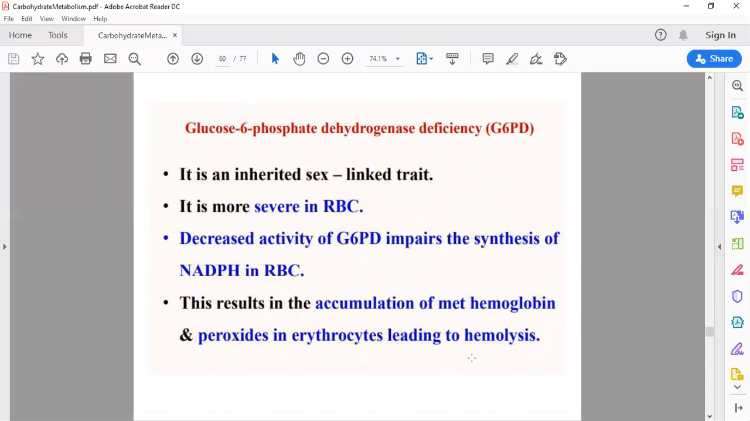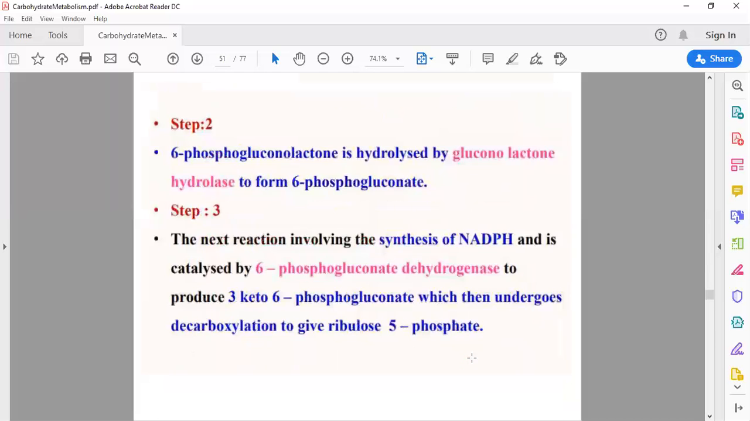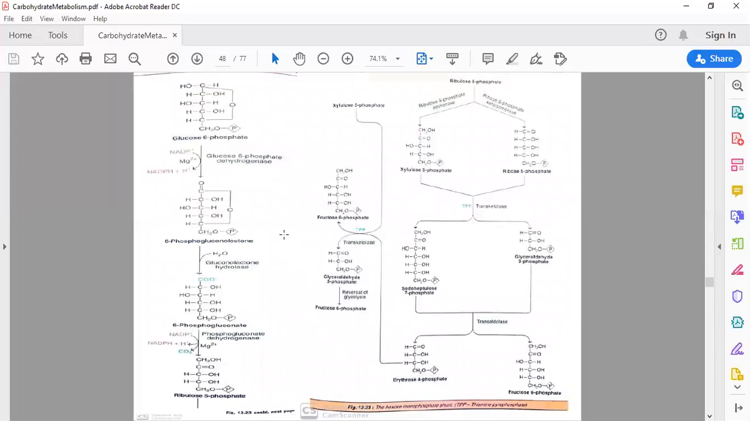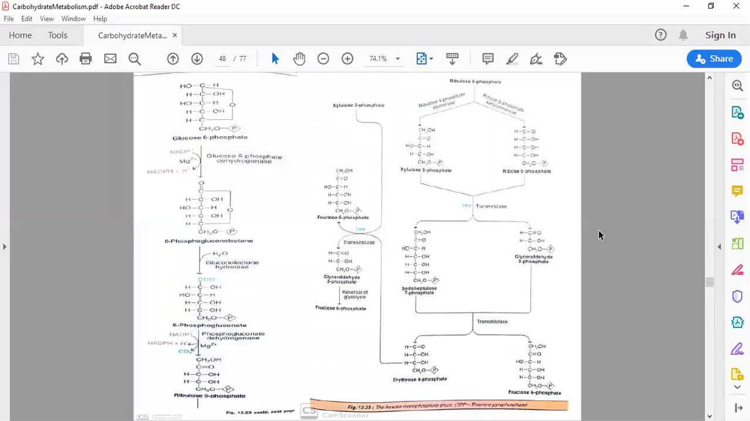Now the next part in the HMP shunt pathway is glucose 6 phosphate dehydrogenase deficiency. As you have seen in the cycle, the enzyme involved in the first step is glucose 6 phosphate dehydrogenase. So it is also called G6PD deficiency, and we are going to discuss that.